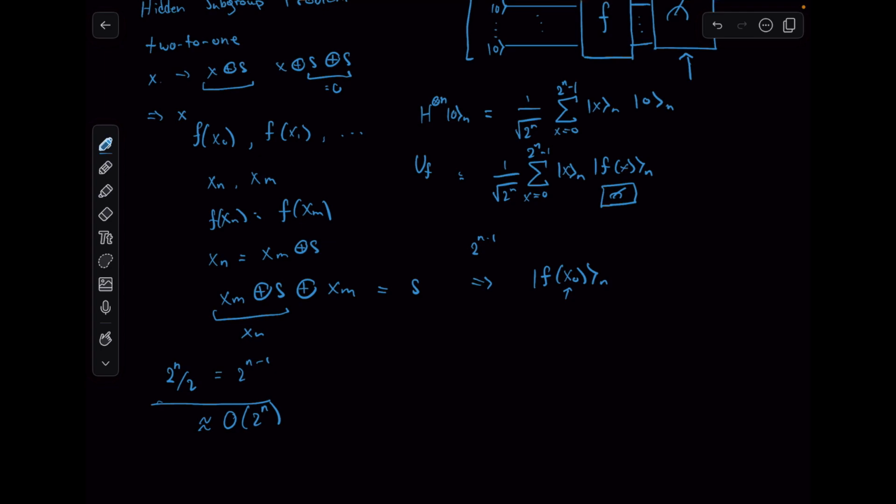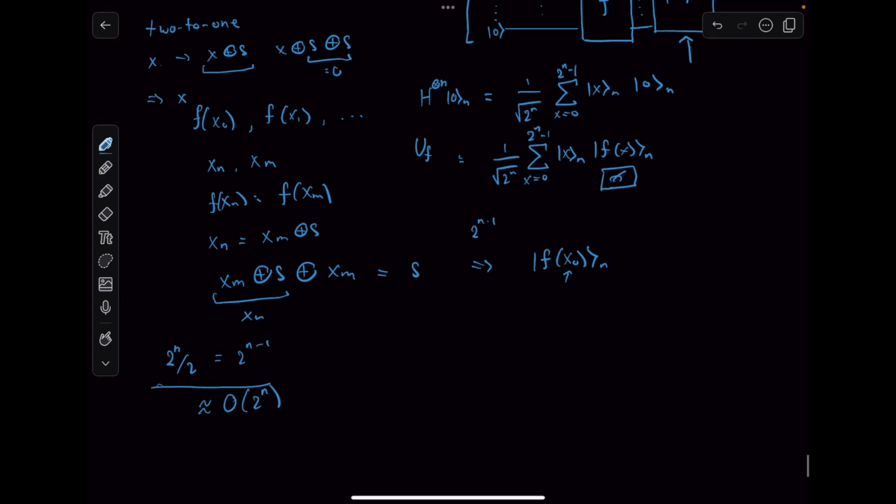Okay, so then what's going to be left of our input register? What's going to happen to our input register after we make this measurement? Because it has to collapse somehow. It can no longer be in all these states. It has to be in the states corresponding to f of x naught. And remember, this is a periodic function, so there's more than one state. So we still have a superposition. And the superposition that we have is 1 over the square root of 2 times x naught, and then we also have x naught XORed with s, because these are the two possible values that could have given us f of x naught.